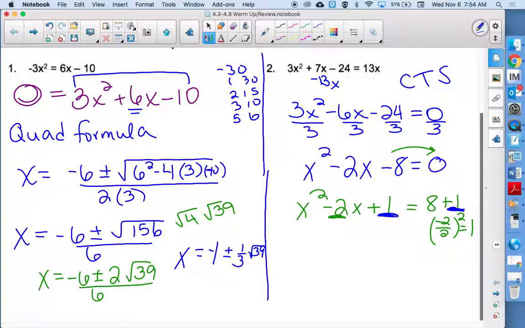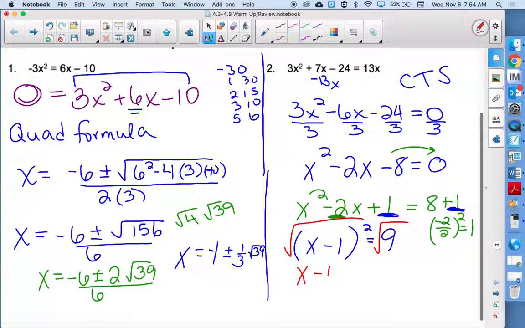And then, Chris, what do you do next? So what do you do with this side of the problem? Right. So this is x minus 1 squared, and he said you square root it. So completing the square, the goal is to get a parentheses squared. That's the goal of completing the square. Can I get a perfect square on the left side? So we square root it.